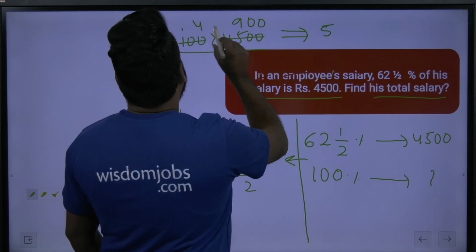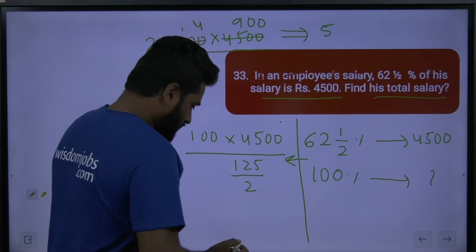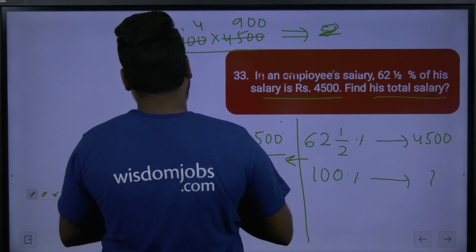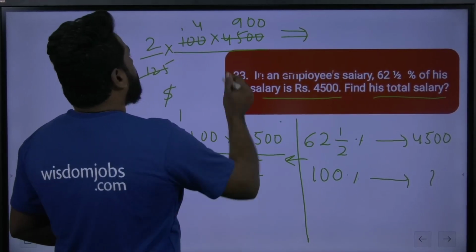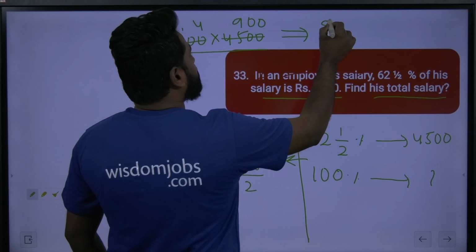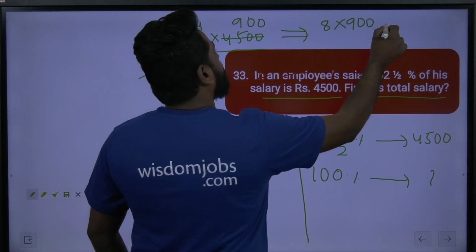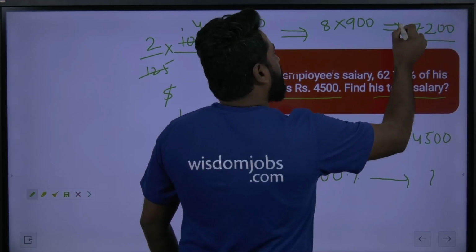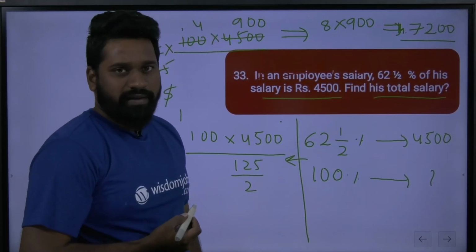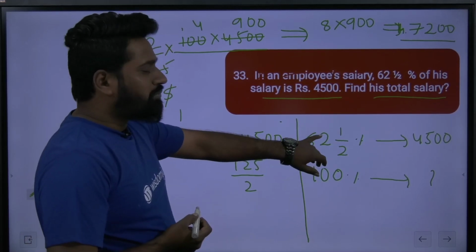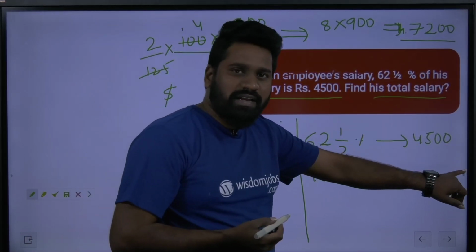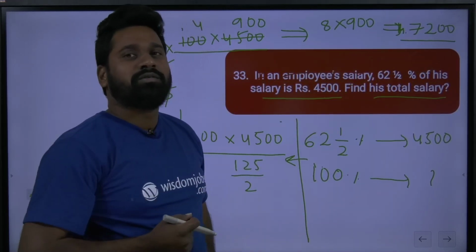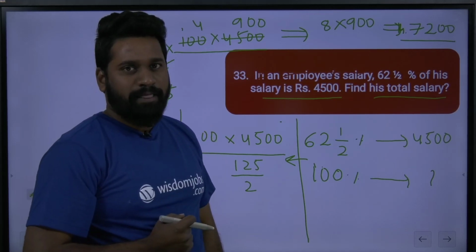So 2 into 4 is 8, and 8 into 900 you can write. 8 9s are 72, so it becomes 7,200 rupees. That is the salary of that employee. Is it clear to all of you? Simply, the 62.5% value is given, you have to find the 100% value, right? From that you are getting 7,200 as his salary, right?